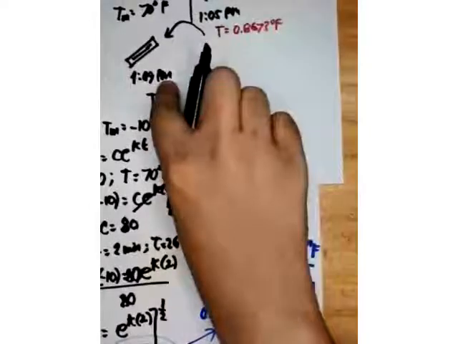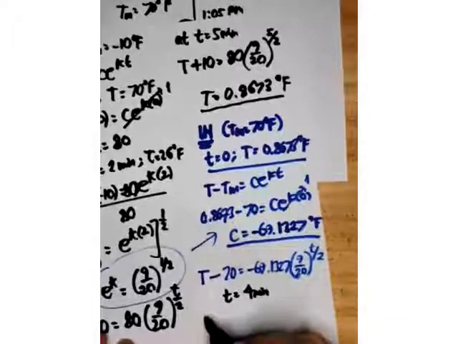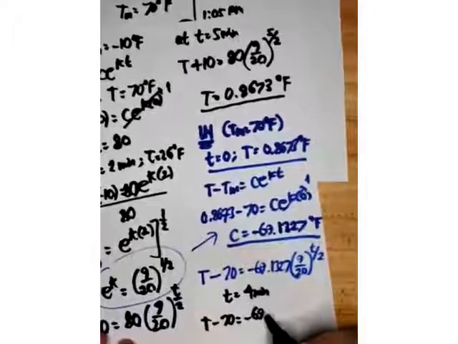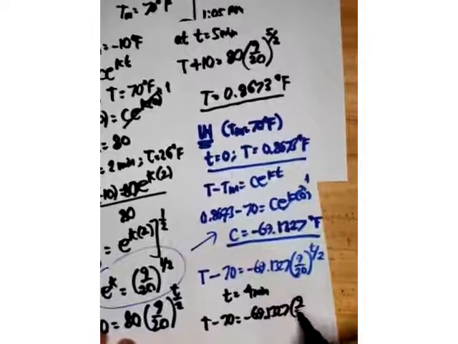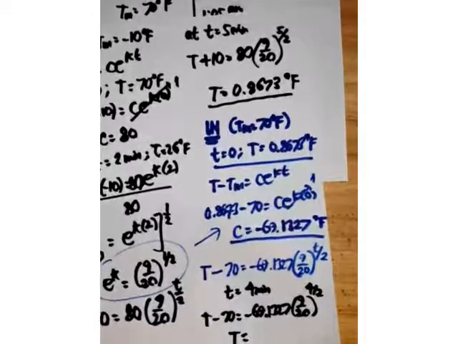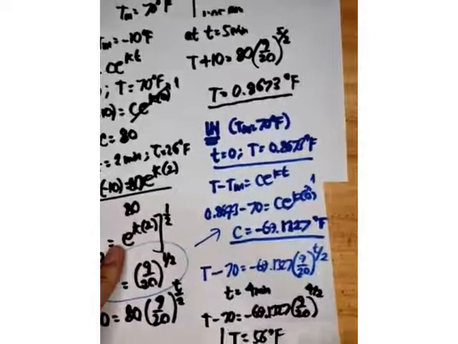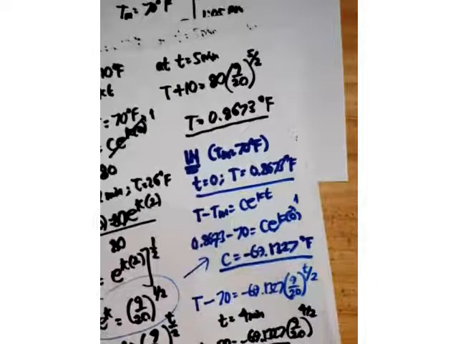And then, i-apply lang natin. So, ano yung time from 5 to 9? So, that is 4 minutes. So, T at 4 minutes. So, that means T minus 70 is negative 69.1327 times 9 over 20 raised to 4 over 2. So, what will be the temperature? Okay, it is 56 degrees. Right. So the answer is 56 degrees Fahrenheit.